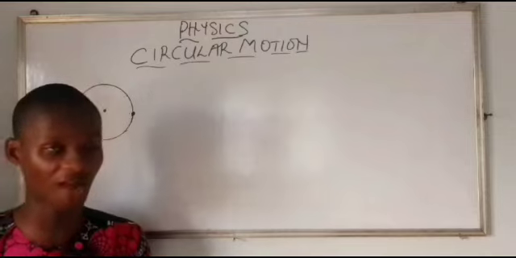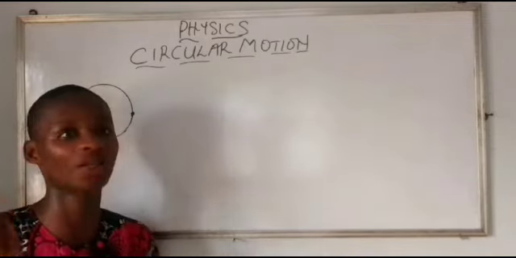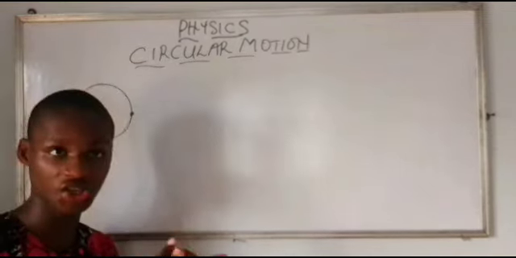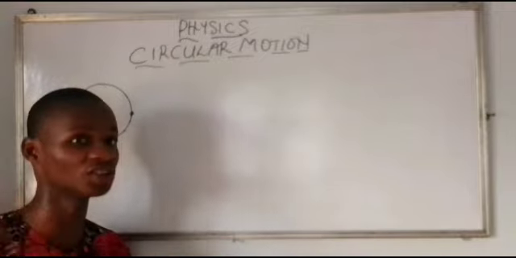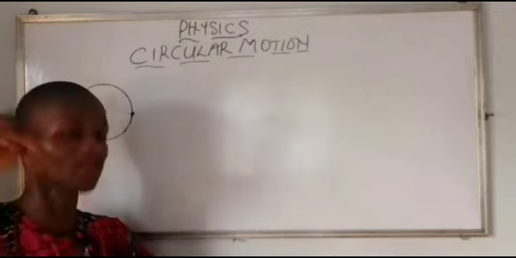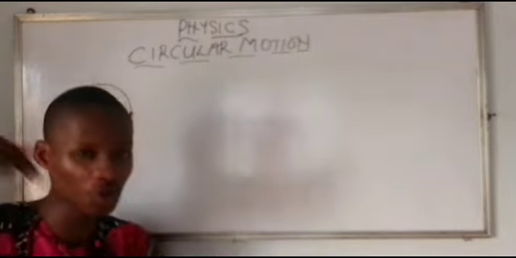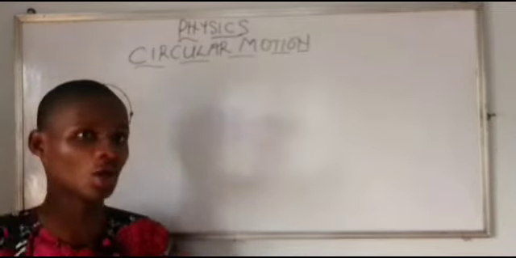Of course, you know before now that velocity depends on speed and direction. And I told you that in circular motion, direction changes, right? So if direction changes, it means that velocity will change. So whenever they tell you that a circular motion is uniform, it is in respect to the speed, not the velocity.